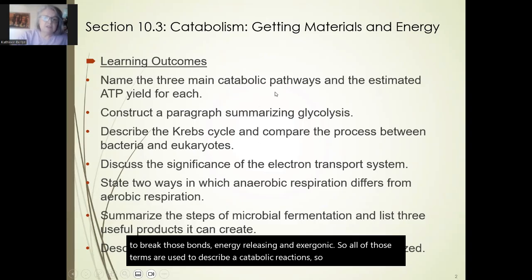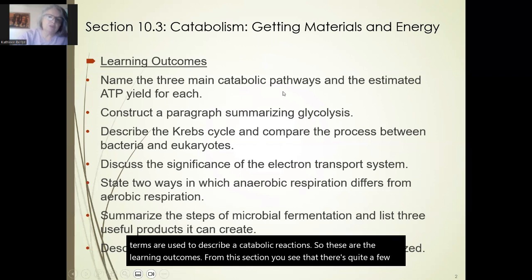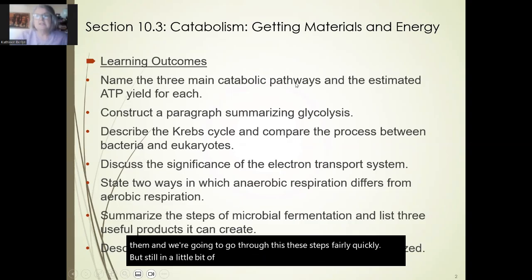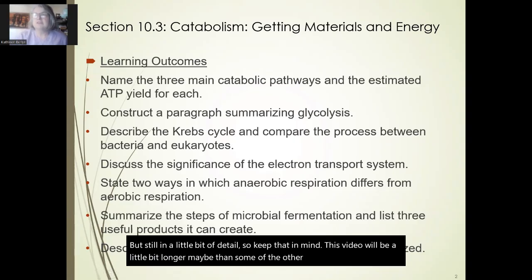So these are the learning outcomes from this section. You see that there's quite a few of them, and we're going to go through these steps fairly quickly, but still in a little bit of detail. So keep that in mind. This video will be a little bit longer maybe than some of the other videos.